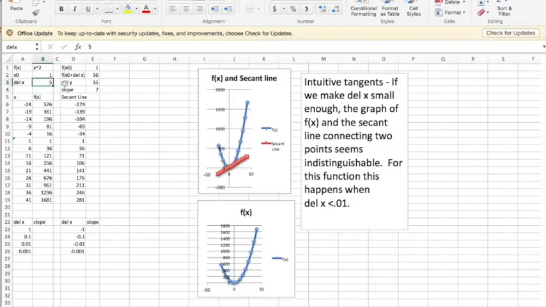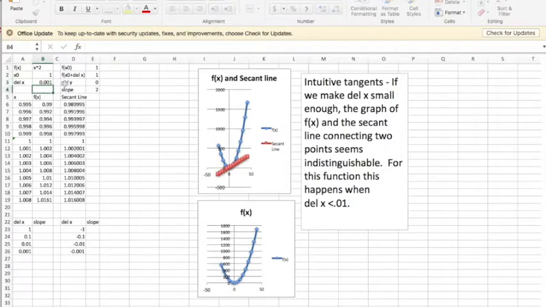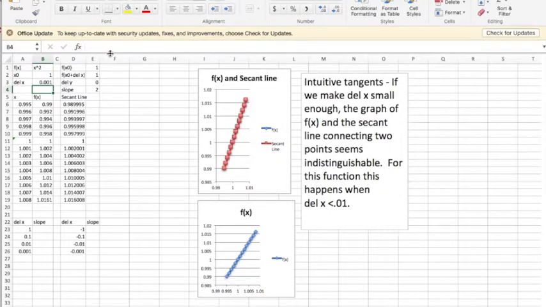But if we made delta x really small, 0.001, then the graph of the secant line and the graph of the function wind up overlapping each other and wind up being the same thing. So the tangent line and the secant line are going to look indistinguishable from each other. We're going to start at 1 and try to make some sense out of the intuitive definition.